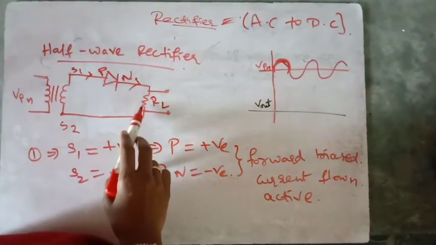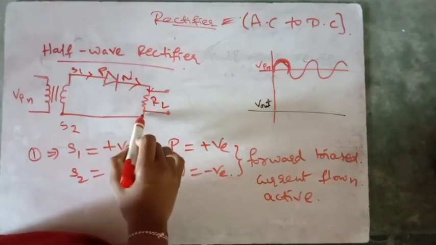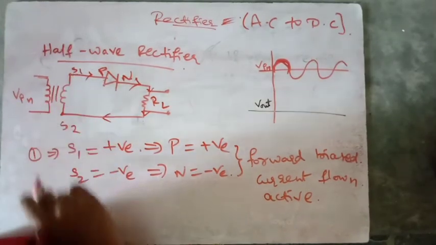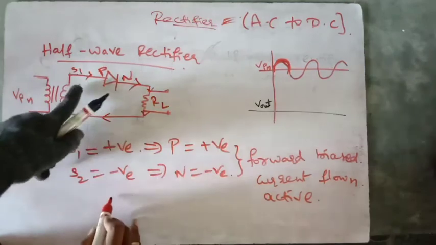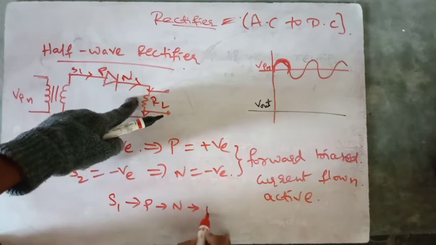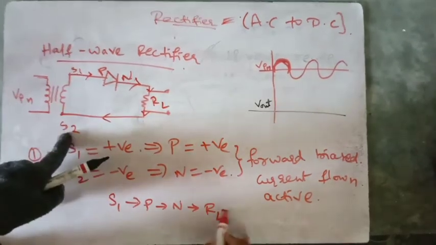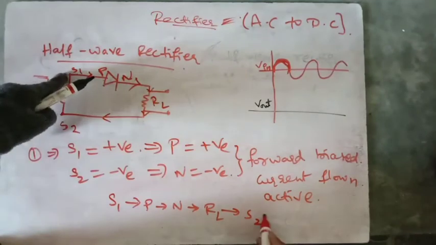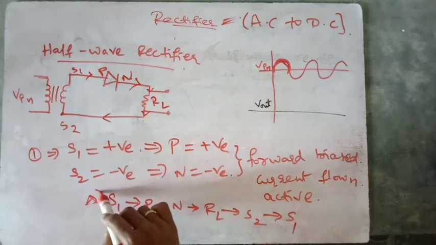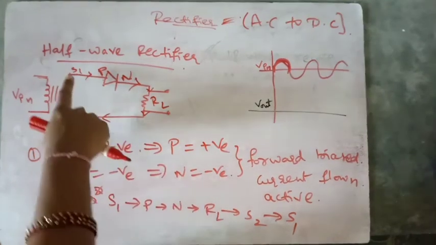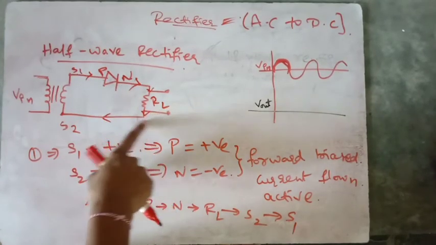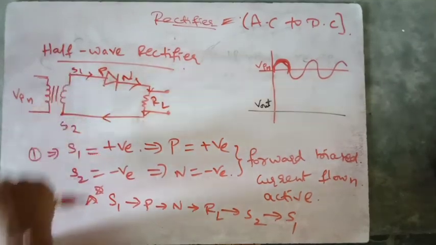Now this current passes through this load resistor and again reaches S2 and then S1. Write this point, it's a very important point. The direction of the current is S1 to P type, P type to N type, N type to load resistor RL, and this RL to S2, and it ends at S1.